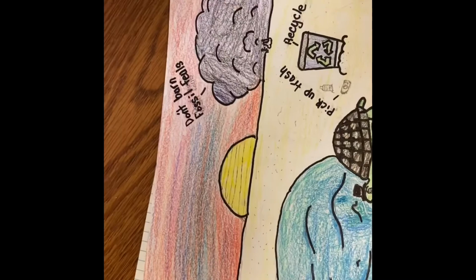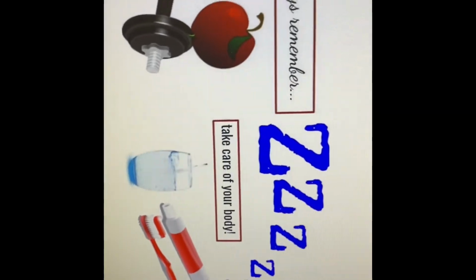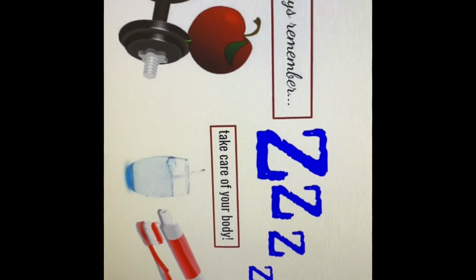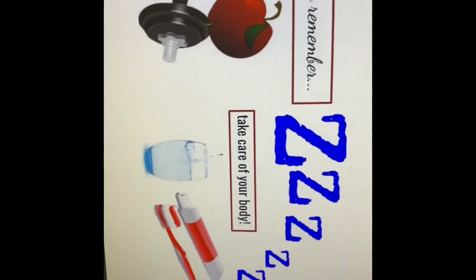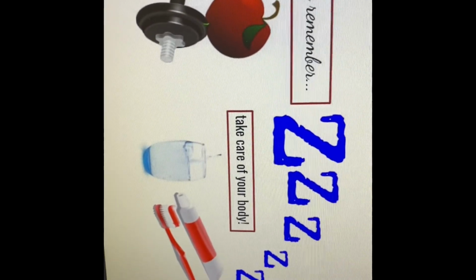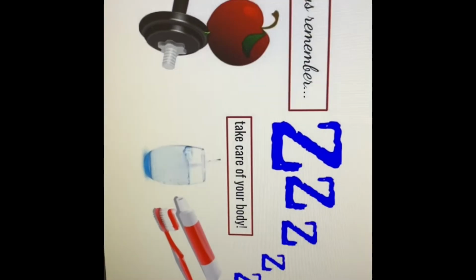Now, if you do something on the computer, here's an example, and this is in your project. You will see this example. It says, always remember, take care of your body. So it has a dumbbell, an apple, some toothpaste, a glass of water, and some Z's like we've been falling asleep, okay? So I never come right out and tell you that this is physical health, but from some of the pictures, you can tell that this will probably be physical health.